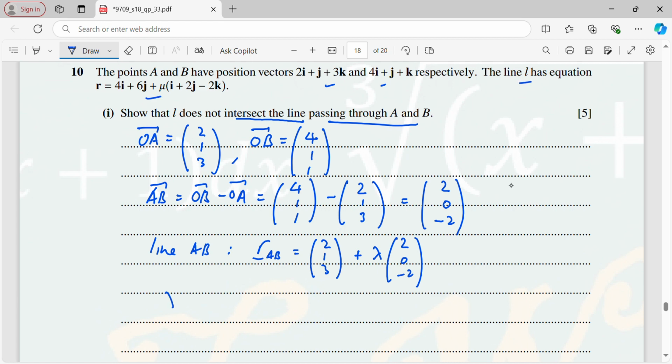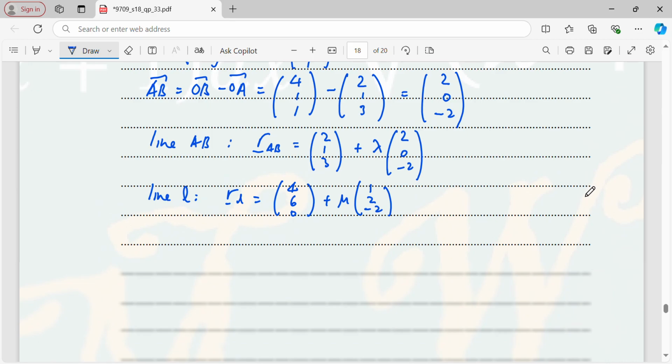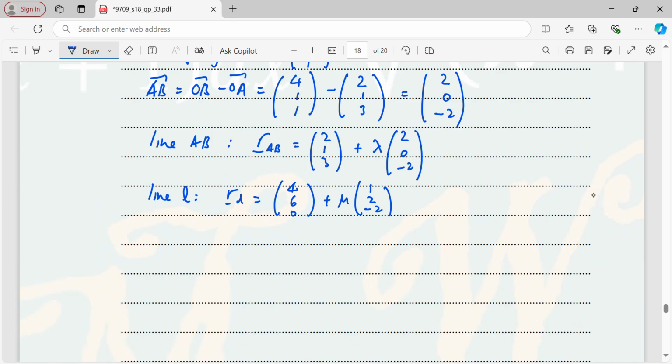So line L, r_L equals 4i, 6j, there's no k, so 4, 6, 0 plus mu times 1i, 2j minus 2k, so 1, 2, minus 2. Okay, now, even though we need to show it does not intersect, we just let both be equal first. So r_AB equals r_L.